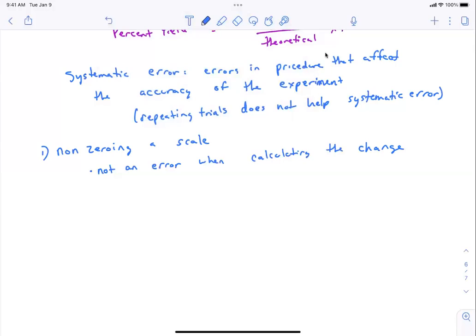You're assuming that you didn't zero the scale in between the two, or the sensitivity didn't change and stuff like that. You're assuming that it's the same instrument overall.